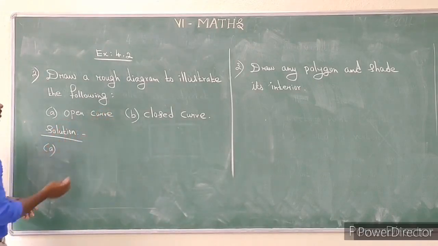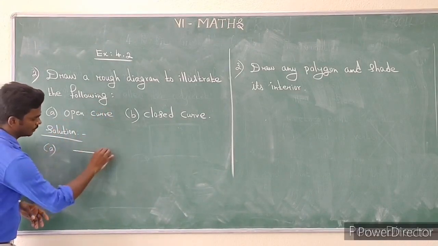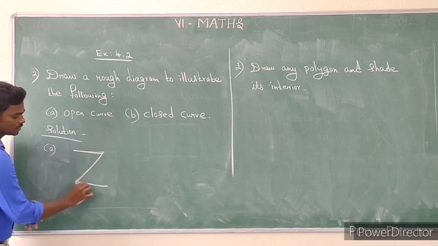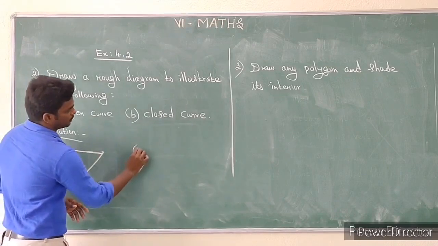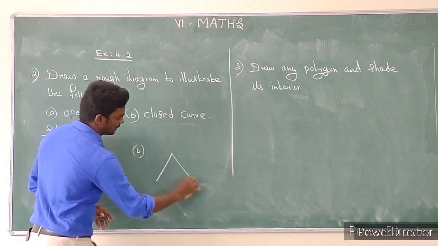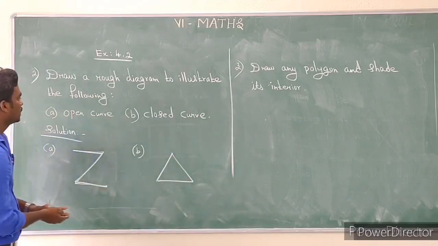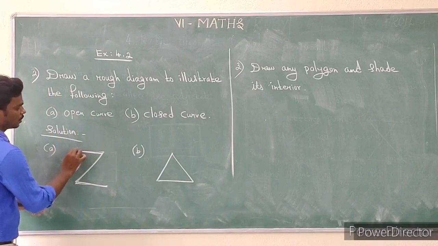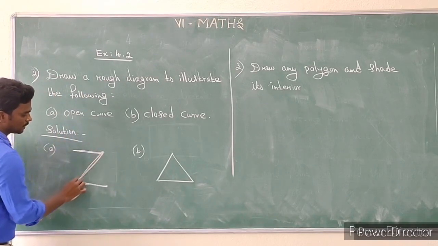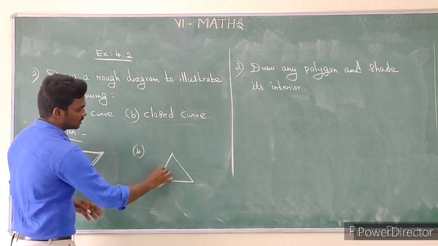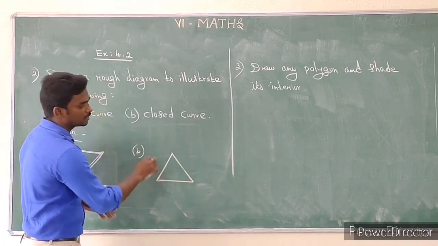So the first one, what is that? Open curve. This is an open curve, we know, because this curve is not a closed curve, right? What is the opposite? Closed curve. A closed curve means we can draw a triangle, pentagon, square, rectangle, anything, right? The first one is an open curve. An open curve is a simple curve but not a closed curve. And the second one is also a simple curve, but it is a simple closed curve.